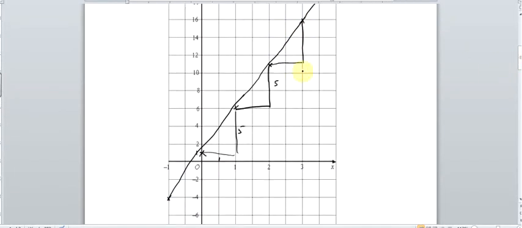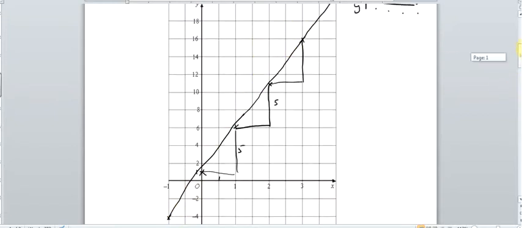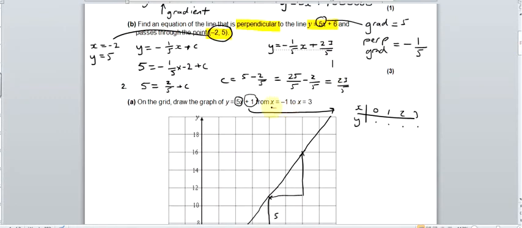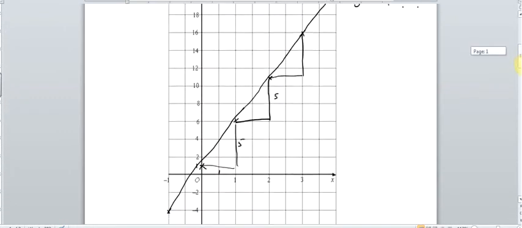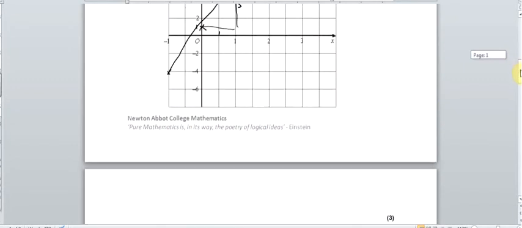One of the marks depends on you drawing the line. Obviously you'll draw it with a ruler and it'll be perfect. So the line's important, and make sure it goes to the edges of the graph. Particularly important because they have said just here from -1 to 3. So if your line doesn't go to 3 or to -1, then you won't get all the marks.